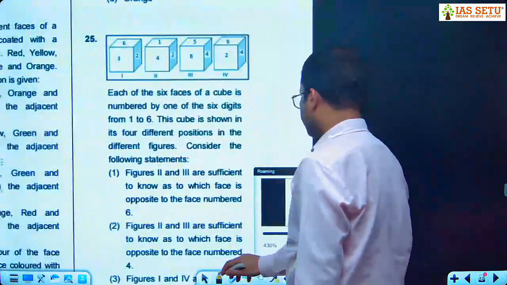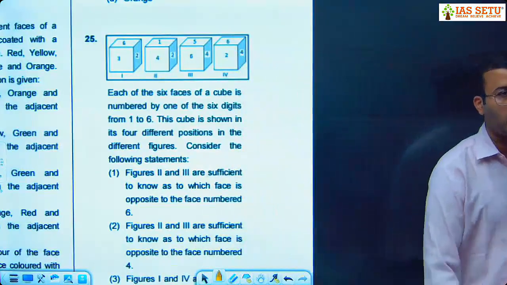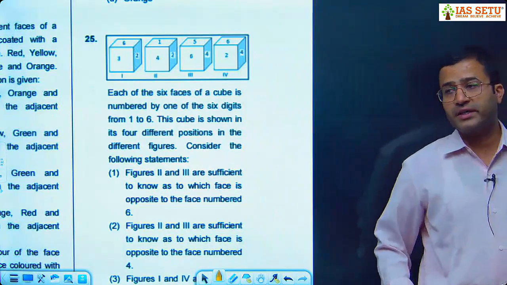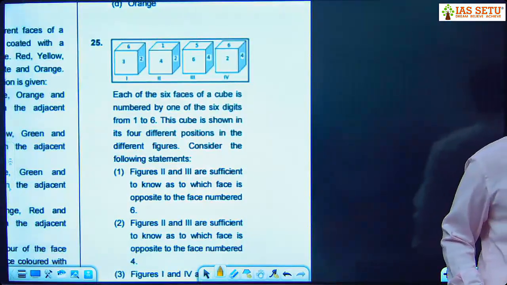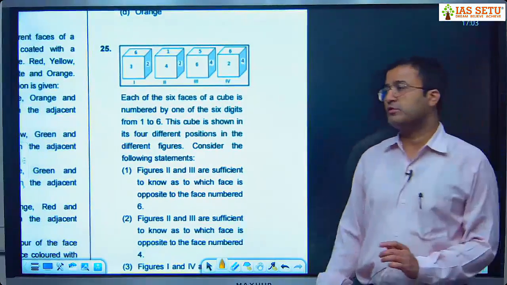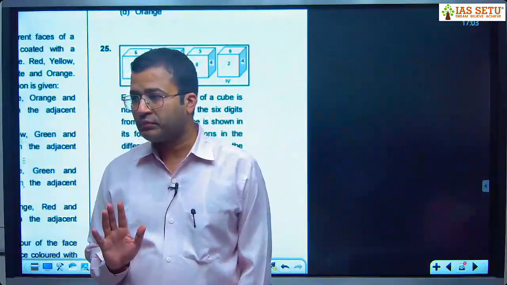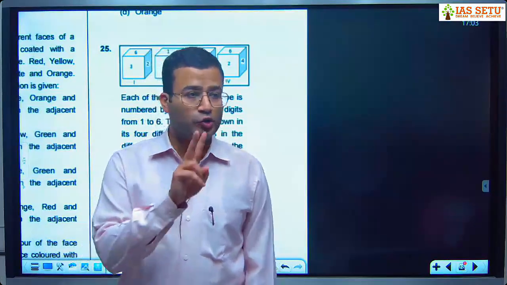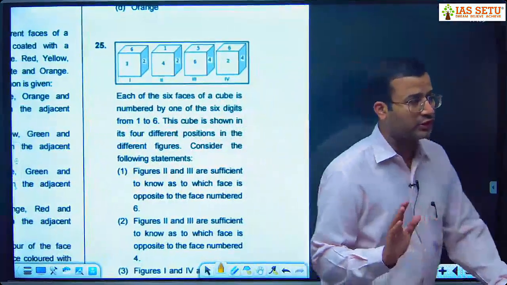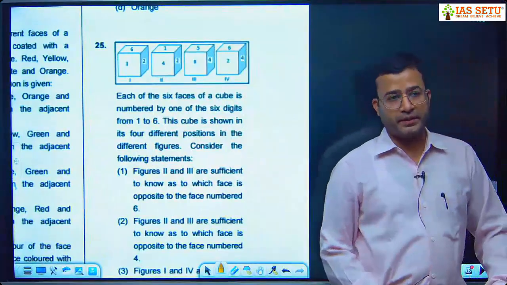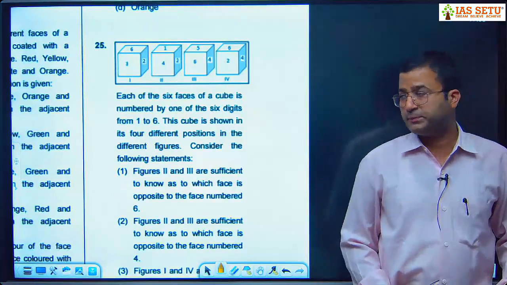But before I discuss question number 25, let us revise two properties from yesterday's lecture. One property I told you: if only one face is common in two different views of the same dice, then we can find all the three pairs of opposite faces. And one of the properties I have given you: when two faces are common in two different views of the same dice, we cannot conclude all the three pairs, we can conclude only one pair. And that is, the common faces we cancel out and we get only one pair opposite to each other.